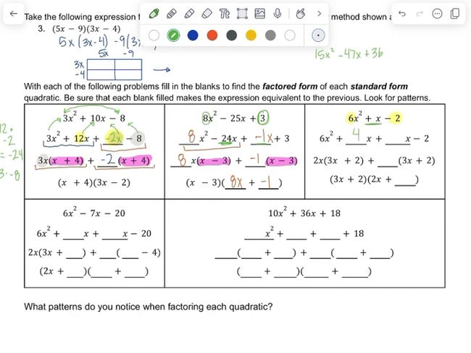And so that would be a 4 and a negative 3. And you can test that out. If it doesn't work in the end, then you probably just need to start over and try some new numbers.